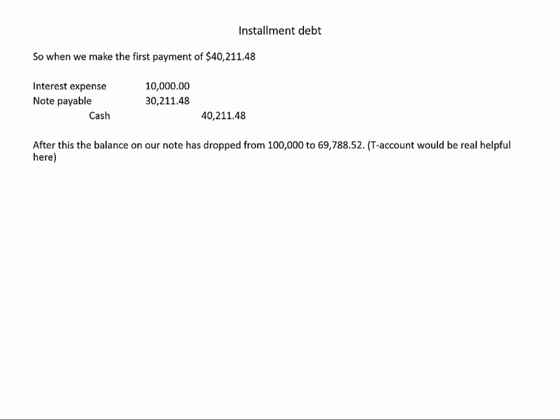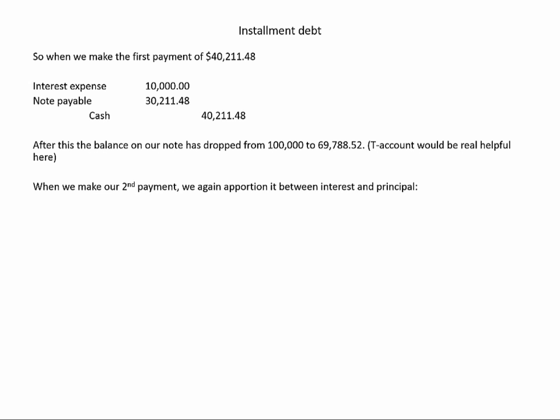I would strongly suggest, it would be in your interest to go ahead and take a scrap of paper now and make a little T account to show how this note is getting paid off in sequence. Again, notes payable starts with a $100,000 credit balance. We just paid off $30,000 of it, so the note payable balance is now down to $69,788.52.